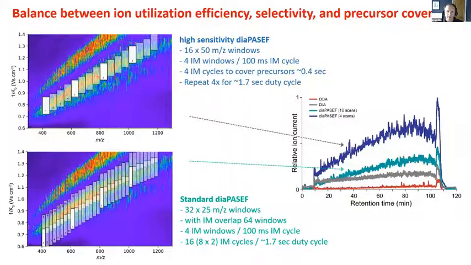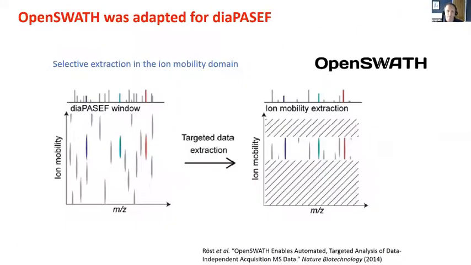So DDA, this is essentially the MS2 ion current, and DDA is in red. DIA, a standard DIA method, is in gray, and then the standard DIA PASEF and the high sensitivity DIA PASEF are in green and blue. So it seems like we are indeed getting more ions depending on which scan mode we're using. So that's basically the concept.